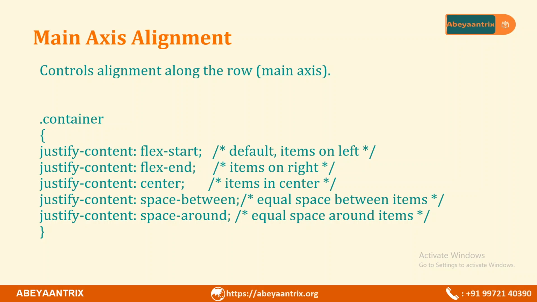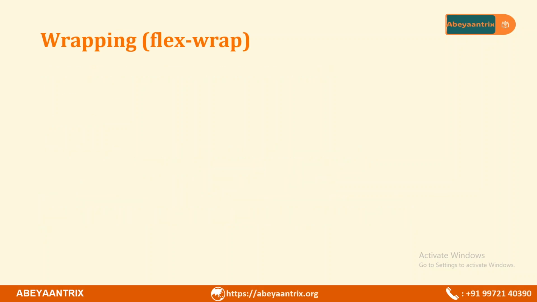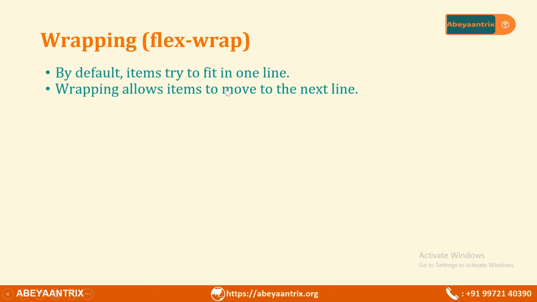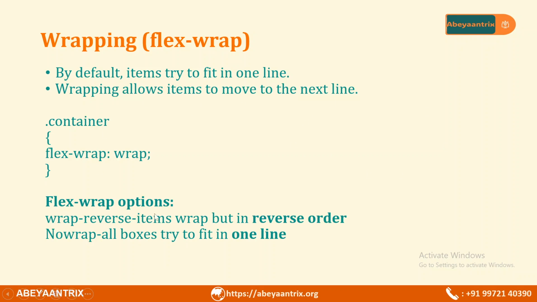Okay, so next we'll move on to flex wrapping. By default items try to fit in a single line, but wrapping allows items to move to the next line. So when we use flex wrap, items can move to the next line. When there is not enough space in a single line, it will automatically wrap the content to the next line. Okay, so here we are using a few other attributes.